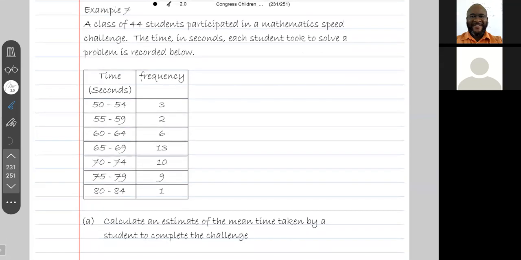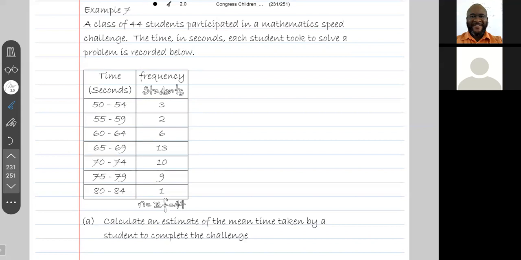So n, which we should know by now, is equal to the sum of the frequency, which should be equal to 44. There are 44 pieces of data. If I add up the frequency, I should get 44. Now, the frequency is the same as the number of students. There are 44 students. There are 44 pieces of data.